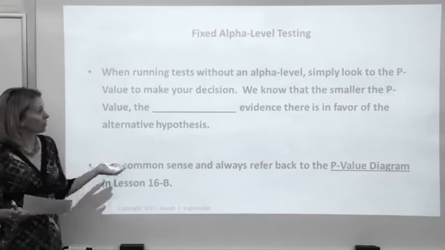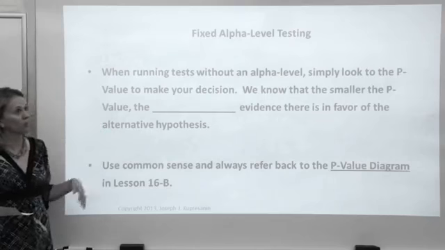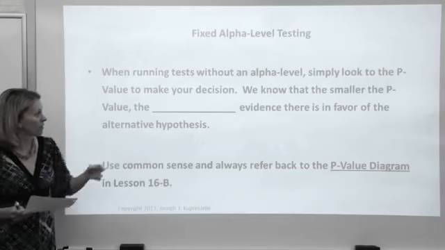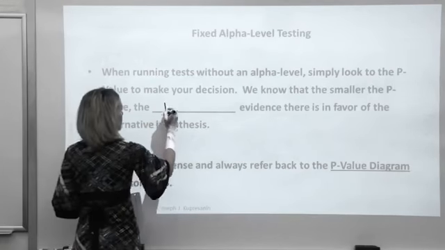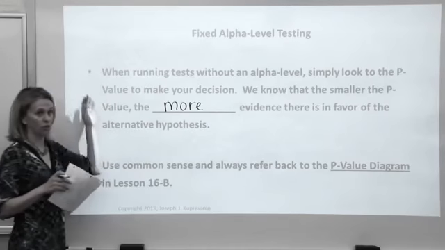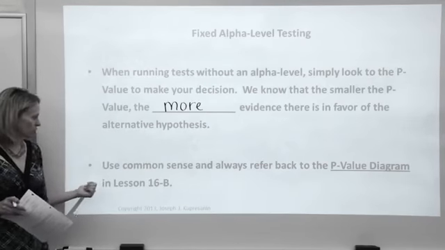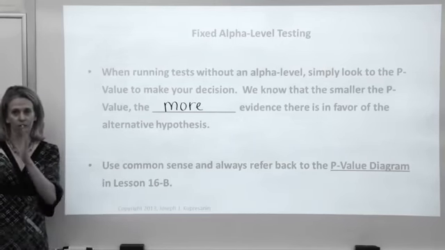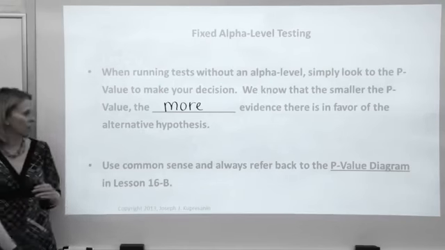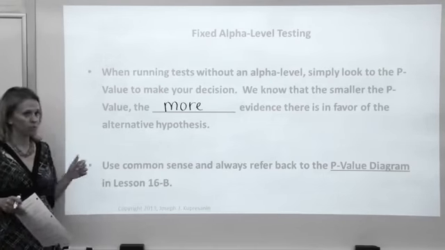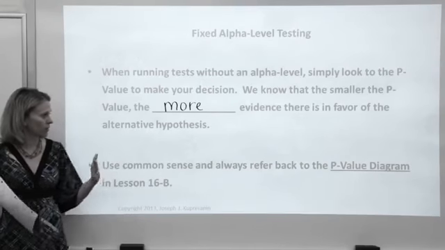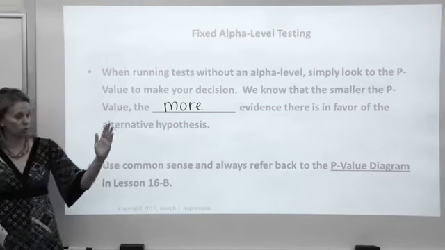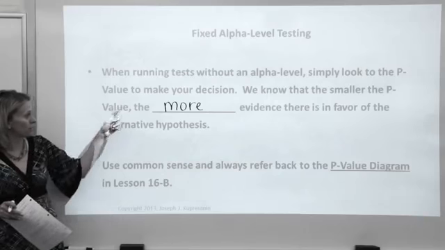So when running tests without an alpha level, just like we've been doing, we simply look at the p-value to make our decision. We know that the smaller the p-value, the more evidence in favor of the alternative hypothesis. So this hasn't changed from what we've been doing. And you might even go back to your notes in lesson 16b where we drew out that p-value diagram and looked at how the smaller the p-value got, the more evidence in favor of the alternative. You might even put a little sticky tab on that. That was a good diagram to let you know how to interpret those different p-values. The smaller it is, the more unusual it is, the more evidence in favor of the alternative.